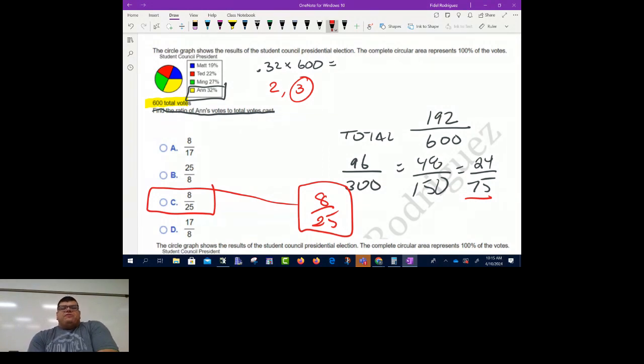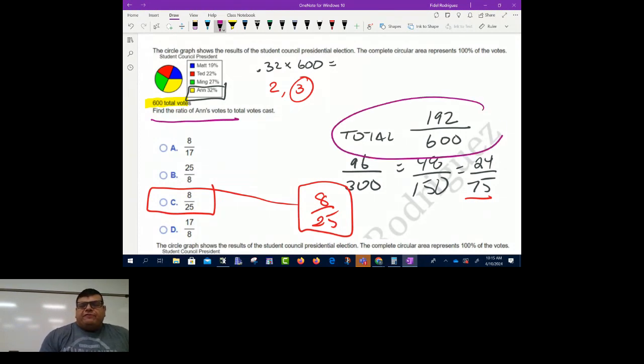Y'all, I'm hoping that as I'm going through these problems, it's making sense, and at least my approach. Like, what am I looking for? When the question asks me to find the ratio, which is what they put right there, when they say, can we find the ratio, I know I'm going to end up writing a fraction. Because we had to figure out how many votes Ann got, well, I don't exactly know how many votes Ann got, but I know she got 32% of those votes. We found that first, and then over the total, which they told us was 600, and then the rest of it, y'all, was just kind of reducing the fractions.